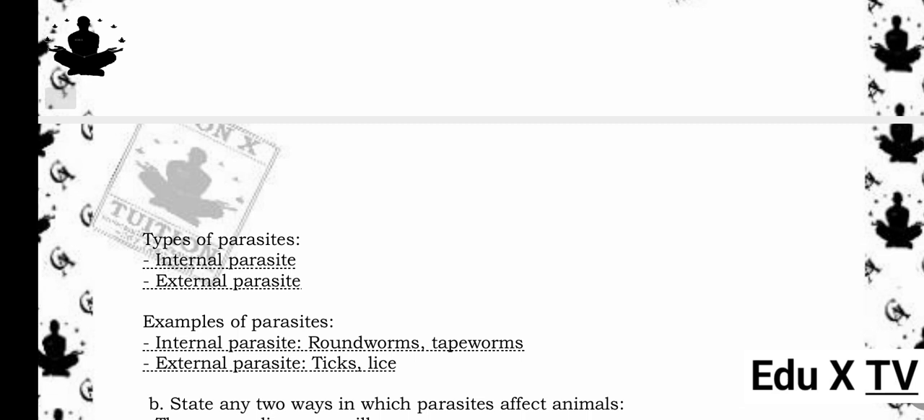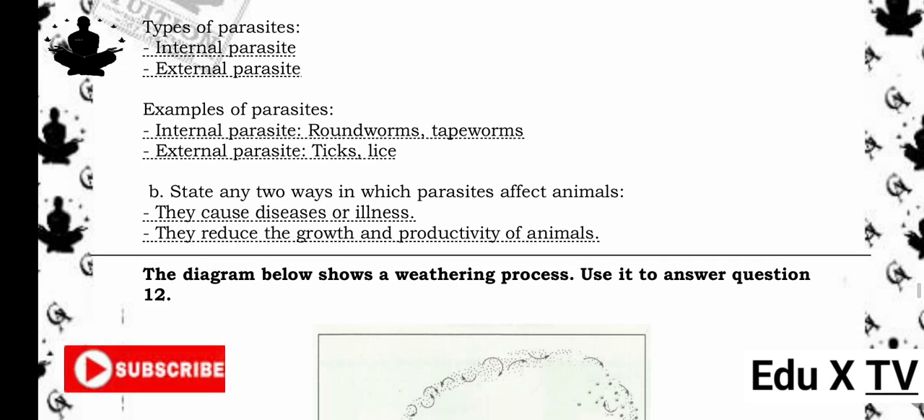Types of parasites. Internal parasite. External parasite. Examples of parasites. Internal parasite: roundworms, tapeworms. External parasite: ticks, lice. B. State any two ways in which parasites affect animals. They cause diseases or illness. They reduce the growth and productivity of animals.